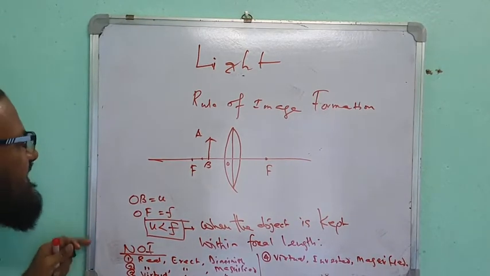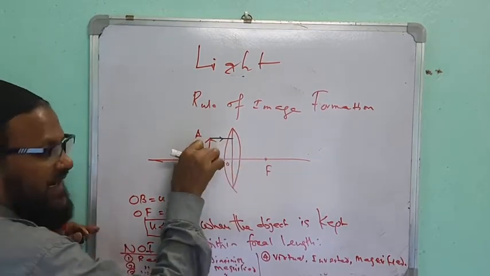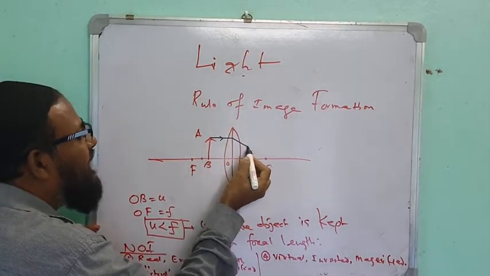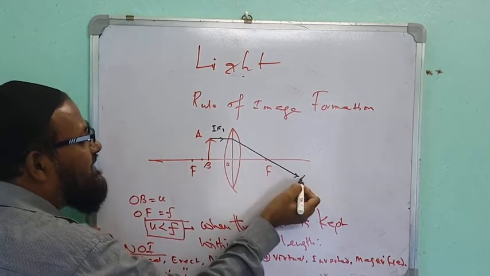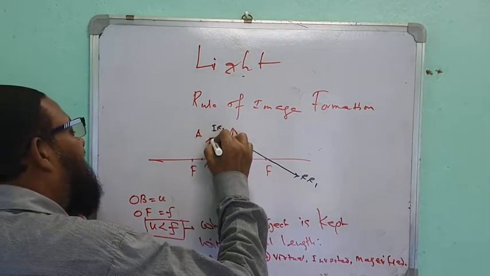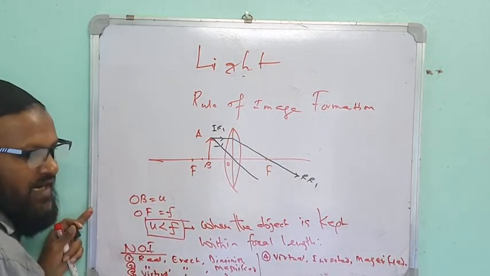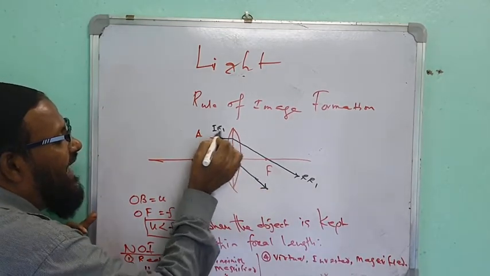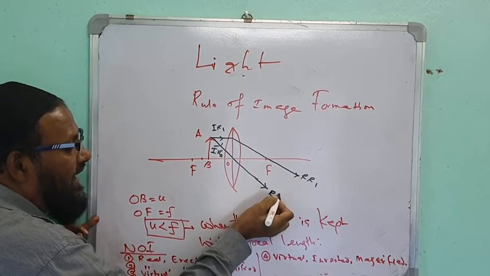I am drawing the figure. Please see here. In this case, the incident ray parallel to the principal axis will pass through the focus. This is IR1, this is RR1. Is it okay? Another thing: the incident ray through the focus will move like this. So this is IR2, and this is RR2.